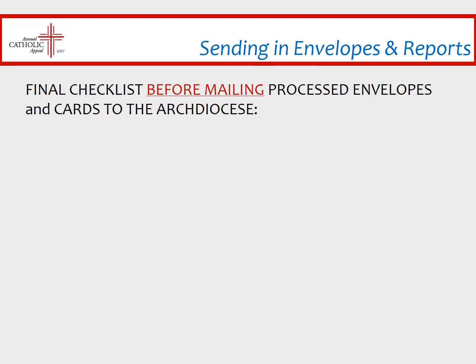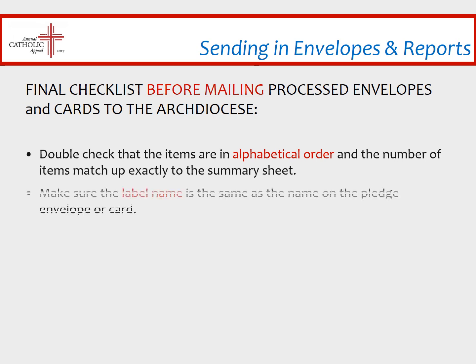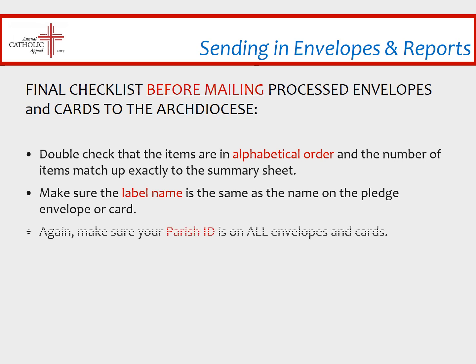Sending in envelopes and reports. We've compiled a short final checklist before mailing processed envelopes and cards to the Archdiocese. What you want to do is double check that the items are in alphabetical order and the number of items match up exactly to the summary sheet. Make sure the label name is the same as the name on the pledge envelope or card. We know it can get tricky when you have a bunch of Smiths or a bunch of Wins. There are a lot of common last names, so please make sure that the label matches the pledge envelope.